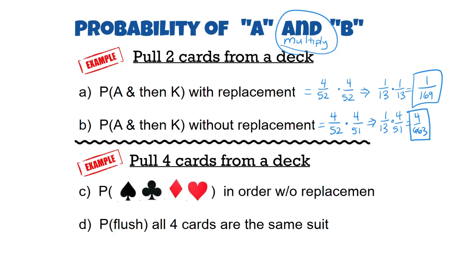Okay, I'm going to get fancier. Now I'm going to pull 4 cards from the deck. So here's what I want to have happen. I want to pull a spade, a club, a diamond, and a heart in that order without replacement. Okay, so without replacement, I guess I'm afraid I'm going to run short of space. So right here, I'm going to just sneak it right under here. The probability of getting a spade.